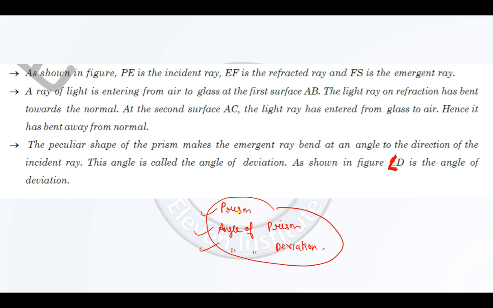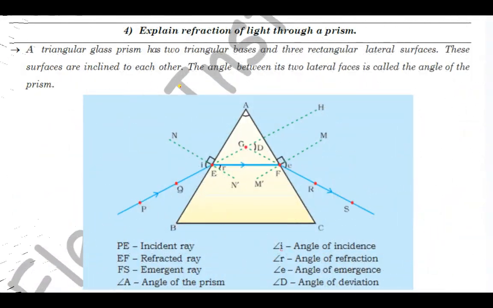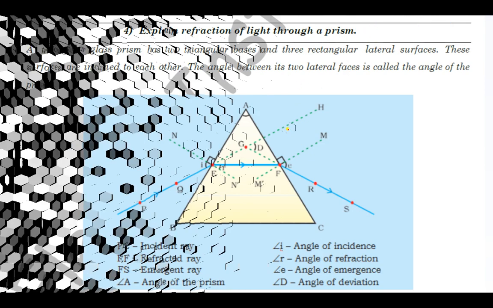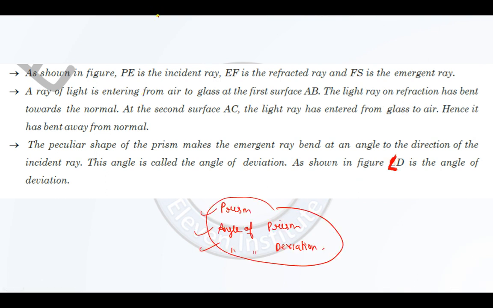Apart from this, you have to write this answer also in CW. Starting from here, part 1, explain the refraction of light through prism, introductory line and the diagram, and then continuation. This is part 2 which you have to write in CW. I hope this is quite clear to you.